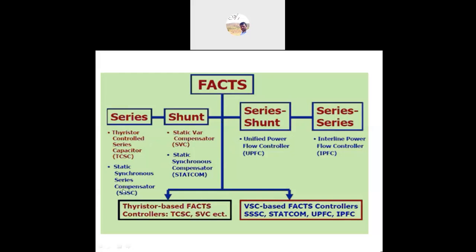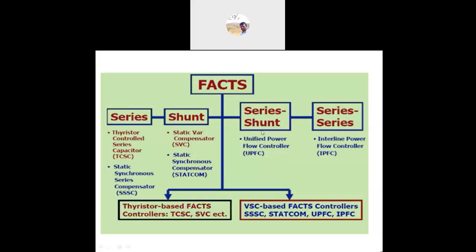In the shunt category, we are showing mainly what you are going to study. We have the SVC, static VAR compensator, and the static synchronous compensator, both connected in shunt. Another type is series-shunt, where one device is connected in series and another device is connected in parallel. The series device injects the voltage, and the other is connected in parallel.